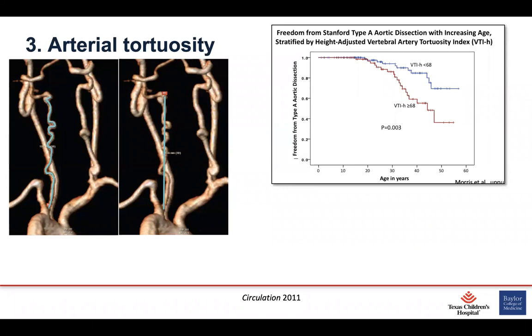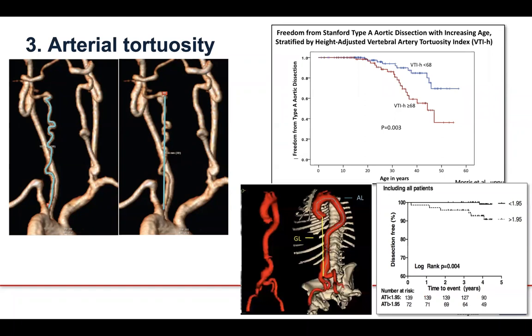Now, of note, arterial tortuosity is a risk factor for aortic dissection. It's been validated in multiple studies now. One of note is the Dutch randomized controlled trial of medical therapy in Marfan syndrome, which showed that increased aortic tortuosity was associated with increased risk of aortic dissection.